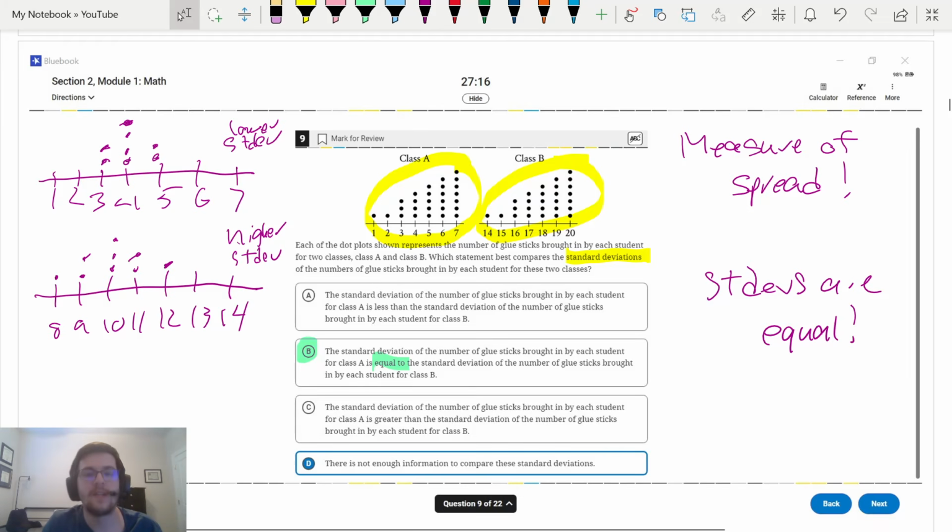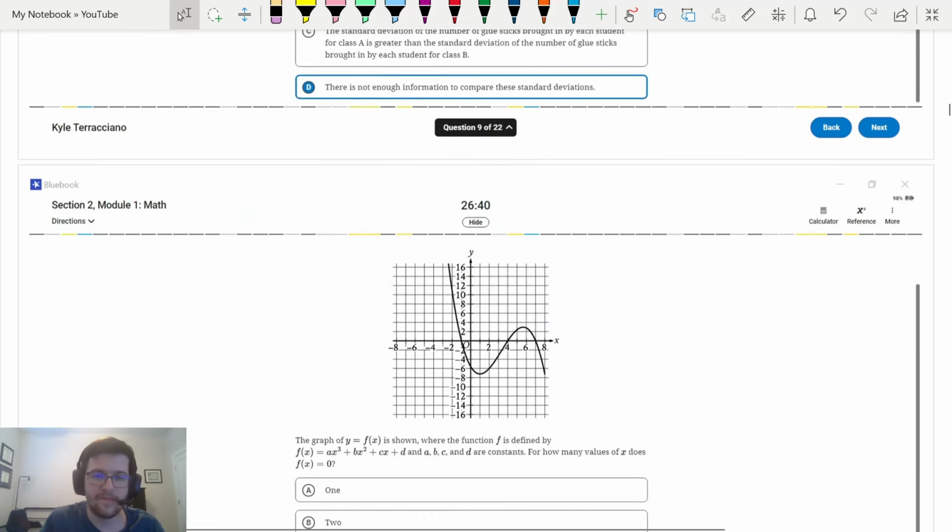I hope that helps. This gets tested on quite a bit, and kids always forget about it. So remember, you don't have to compute it, but you do have to know how to compare them. More spread out means bigger standard deviation. Closer together, less spread out, smaller standard deviation.